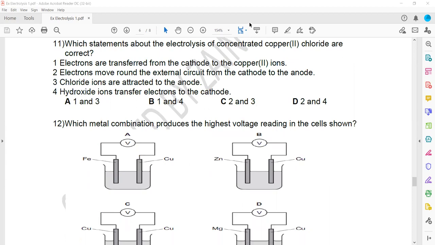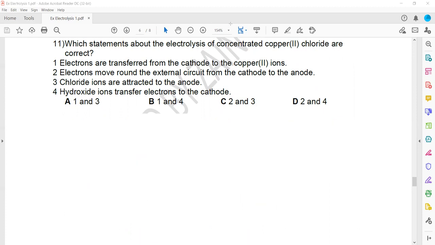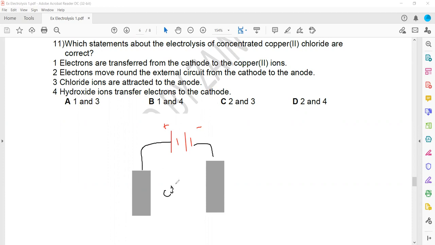Which statement about electrolysis of concentrated copper(II) chloride is correct? So when we are doing the electrolysis of copper(II) chloride, the concentrated solution, we have the electrodes made up of graphite or platinum. It's a copper(II) chloride solution. So copper ion is there, chloride ion, hydrogen ion, and hydroxide ion. And it is concentrated, so more salt, and it will have less water.